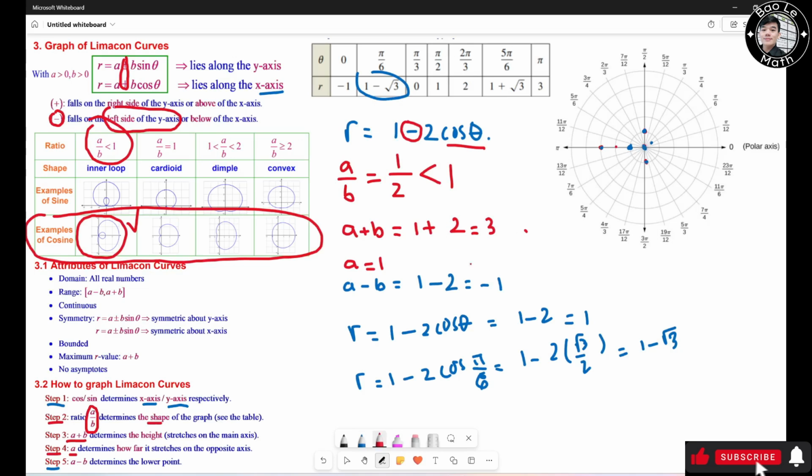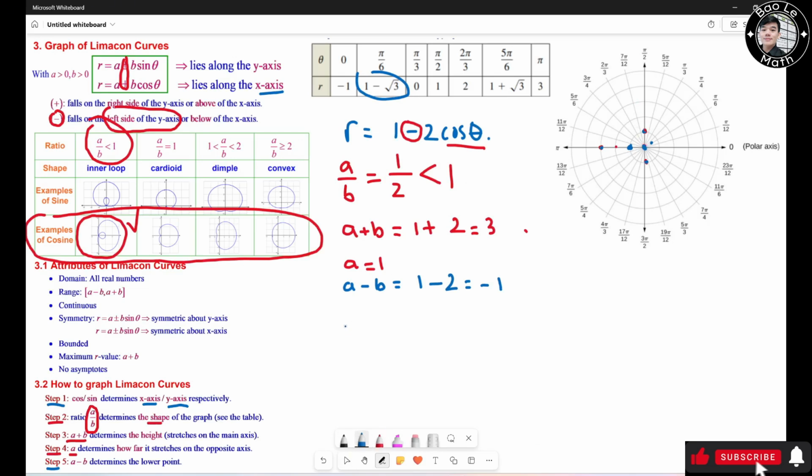Now next one, pi over 2. Substitute over here. So you have r equals 1 minus 2 times cosine pi over 2, which equals 0. So the answer is 1, right? So as pi over 2 is going to be 1 right here, the point right here.